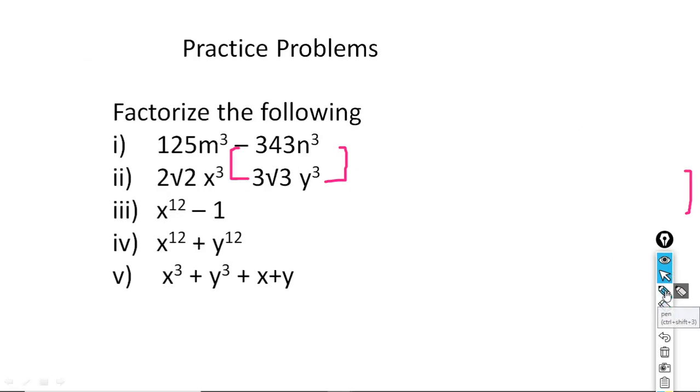These are some practice problems related to these questions. You will practice these questions.